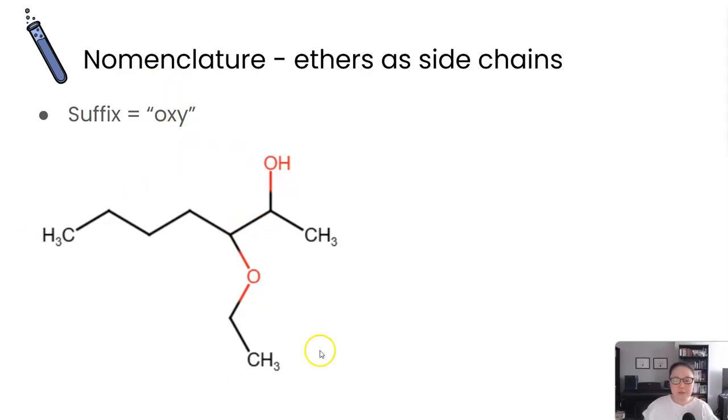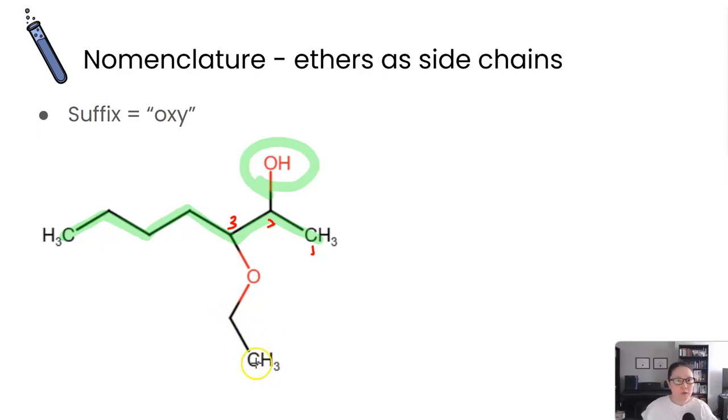So if we take this particular hydrocarbon, well, pause the video and see if you can name it. So this particular hydrocarbon is going to be an alcohol. So this is that most important functional group. So we're going to look for the longest chain that has that functional group in it, which is this one. So from here, we're going to number the carbons. Numbering it from the right is going to give you the lowest number combination for this particular alcohol, the hydroxyl group. And then on carbon 3, we have our other side chain.